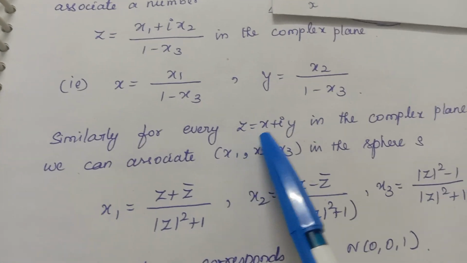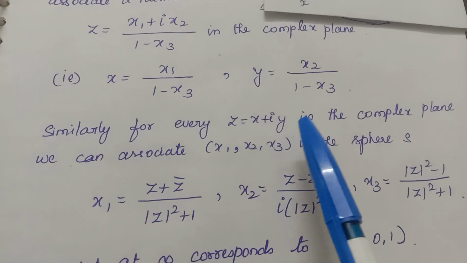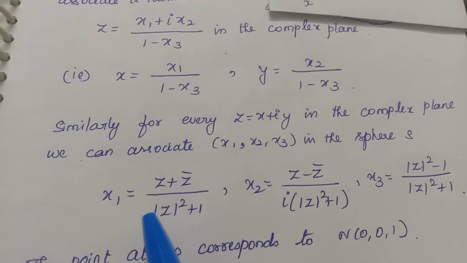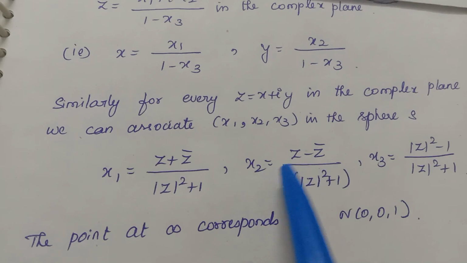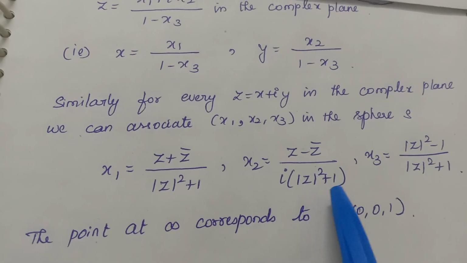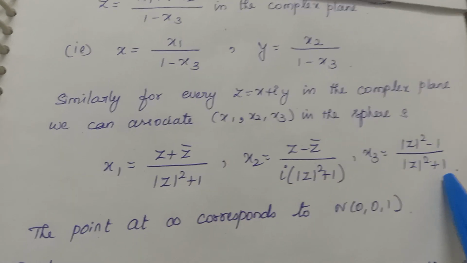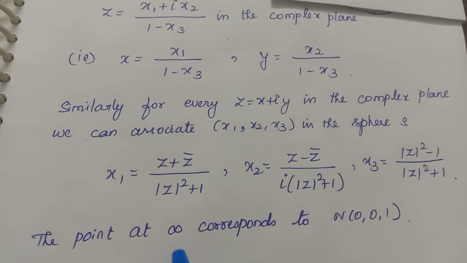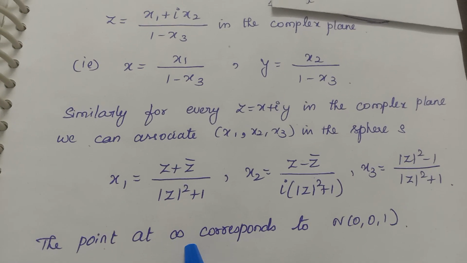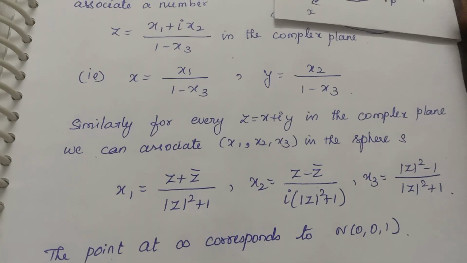Similarly, suppose z = x + iy is the point in the complex plane, then the corresponding point on the sphere is given by x1 = (z + z̄)/(|z|² + 1), x2 = (z − z̄)/(i(|z|² + 1)) and x3 = (|z|² − 1)/(|z|² + 1). And what about this N (0, 0, 1)? This corresponds to infinity, the point at infinity. So this mapping is called stereographic projection.